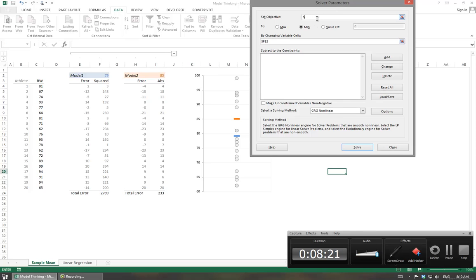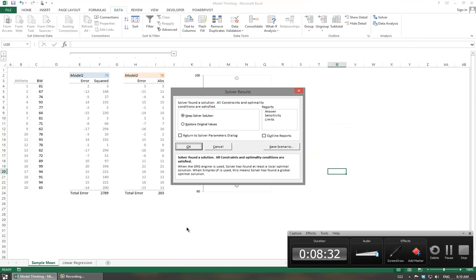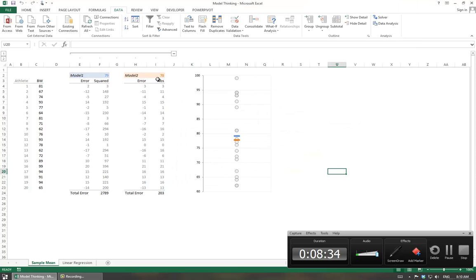So we want an objective function. The objective is to minimize the error and try to find the mean. As you can see, it's slightly lower. Using these two procedures, you can play with how these two functions deal with the outlier.